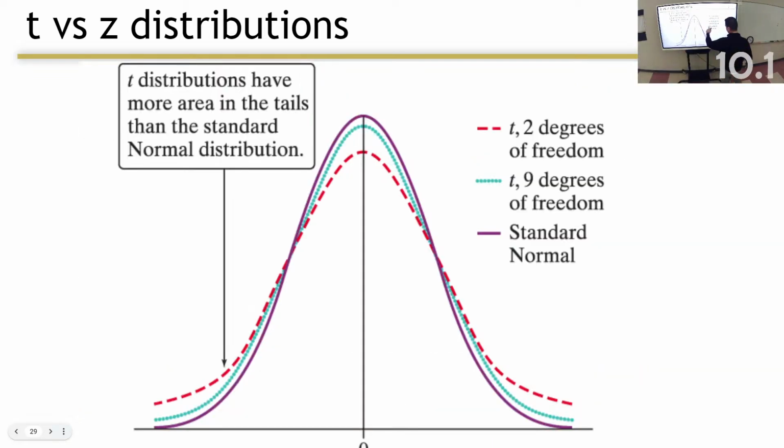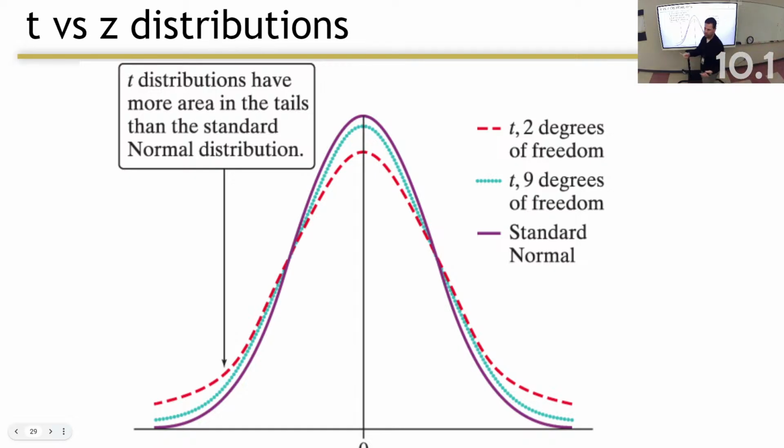Here you can see this purple one is a z. It's the tallest and it's the most narrow. The red one is 2 degrees of freedom. It's the shortest and the widest with more area in the tails. 9 degrees of freedom is the middle one. Okay, just to kind of give you an idea.